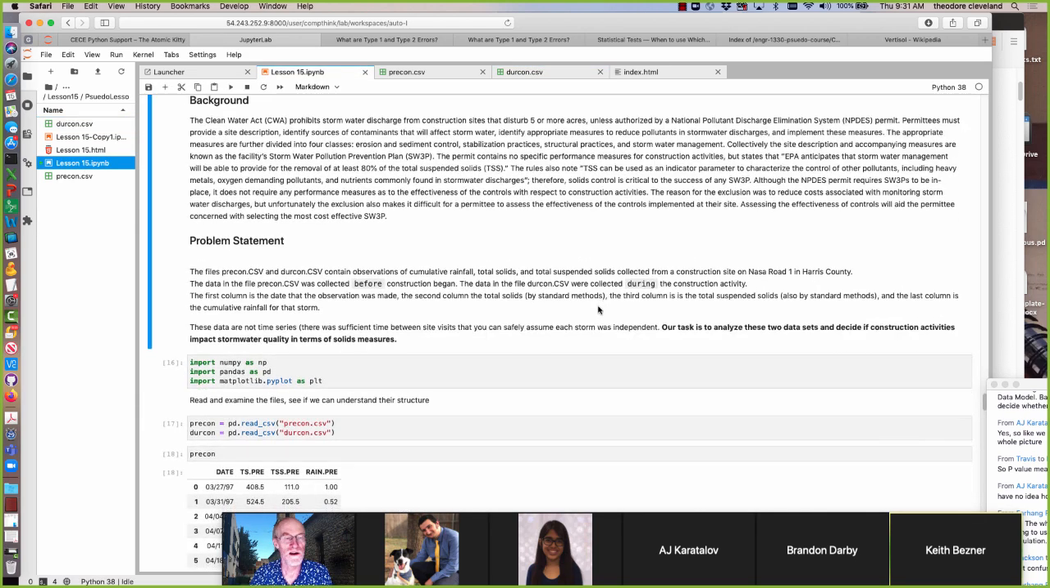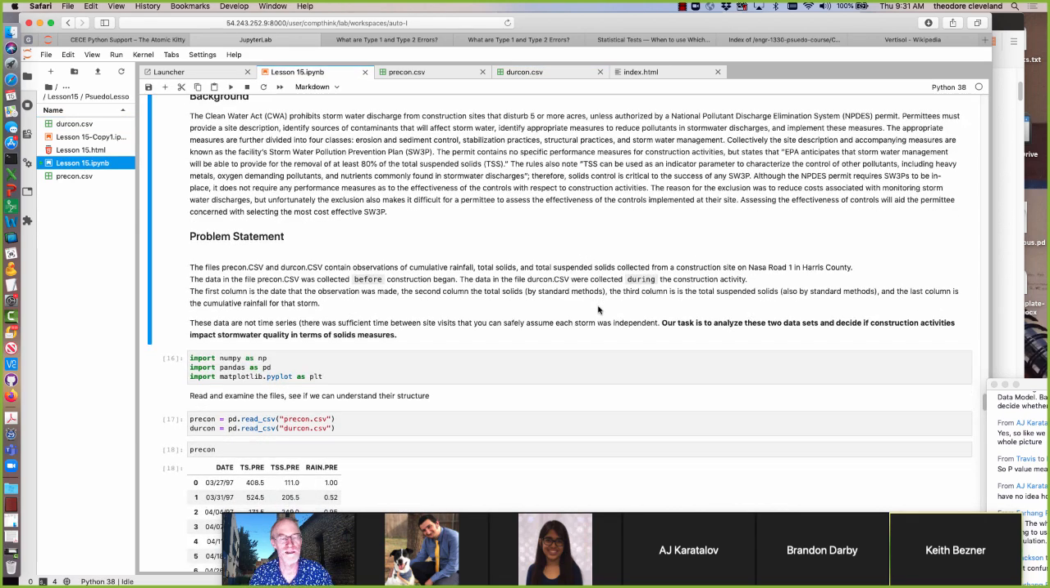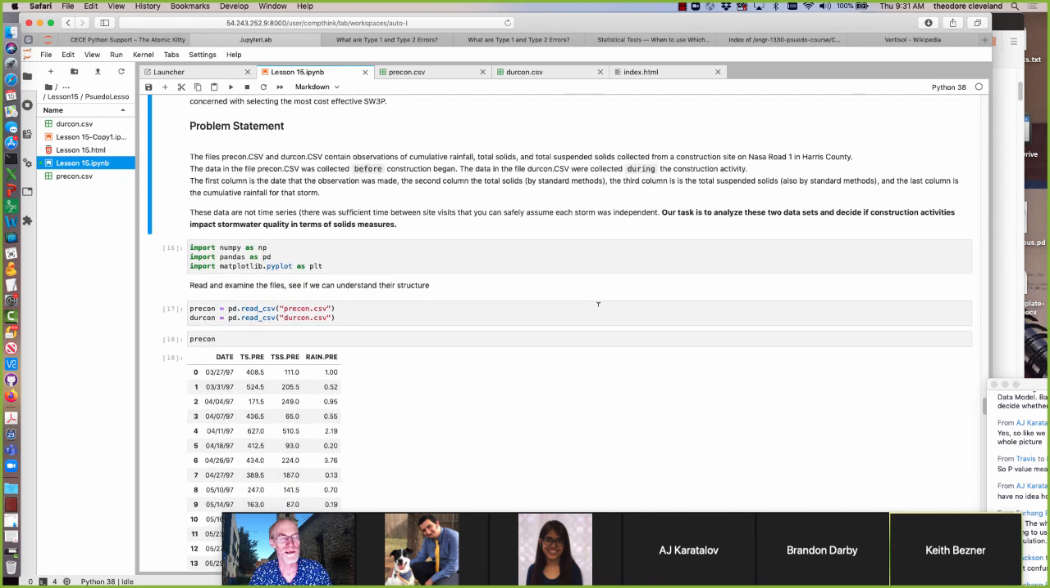So those are our two data streams. Even though these data have dates, they're not time series. So we can safely assume that each generating rainfall event was independent, therefore independent samples. And our task is to analyze these and decide if construction activities impact stormwater quality in terms of solid measures. That's a fairly straightforward thing to do.